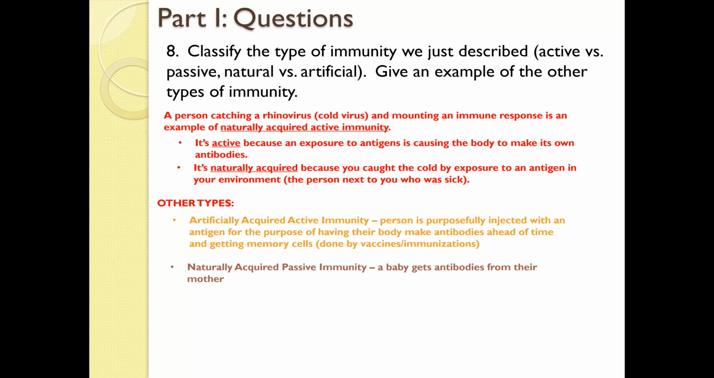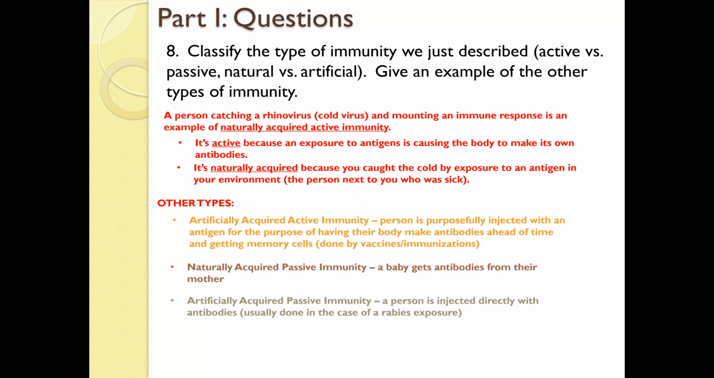Naturally acquired passive immunity is when a baby gets antibodies from their mother. So the passive part means they are not making their own antibodies, they're being given antibodies. And the natural part is because this is a normal part of what mothers do for their children.